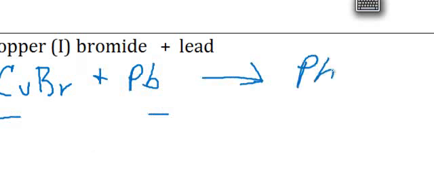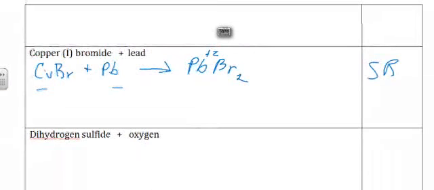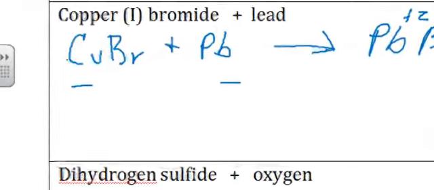So I'm going to end up with a PbBr, and because this is a +2, I'm going to end up with 2 of those, and then the copper will end up by itself. So I'm going to end up with, I need 2 of those and 2 of those. Voila.